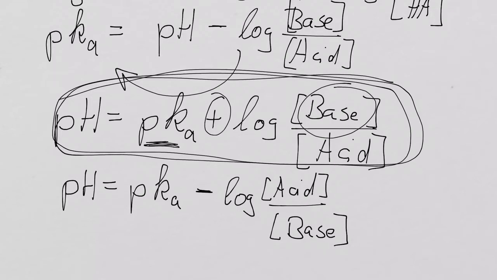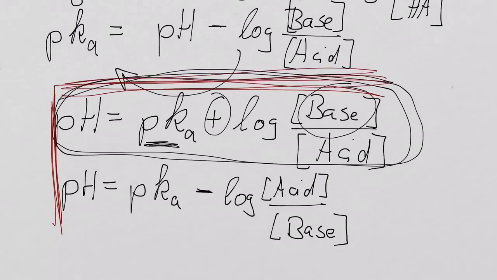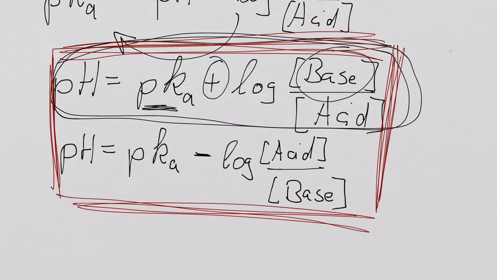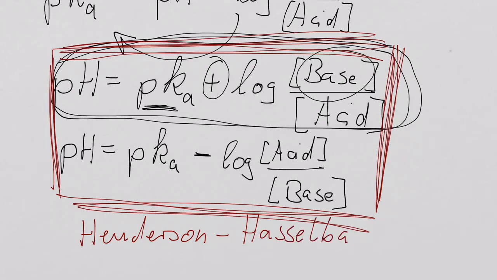Now, this is actually quite an important equation. What you see here in both forms, but obviously you have to remember only one of it, because the other one immediately follows of it, has a name. This thing is called Henderson-Hasselbalch equation.